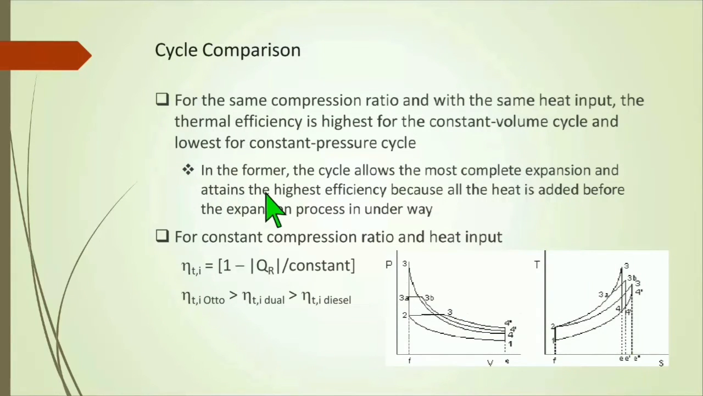In the former, the cycle allows the most complete expansion and attains the highest efficiency because all the heat is added before the expansion process is underway. For constant compression ratio and heat input, eta T is equal to 1 minus Qr by constant, eta T Otto greater than eta T actual greater than eta T diesel. And there are two different types of graphs. First one is pressure versus specific volume, and next one is temperature versus enthalpy.